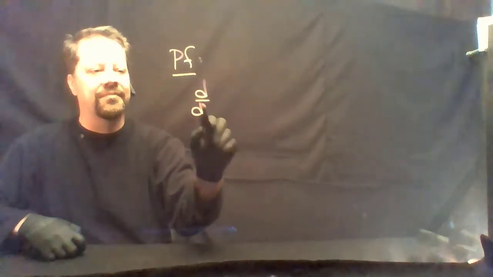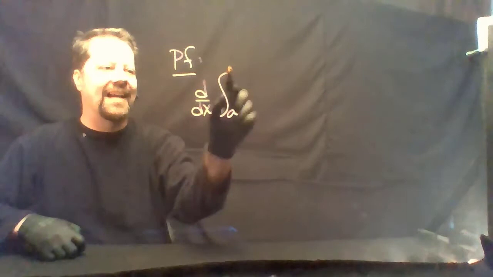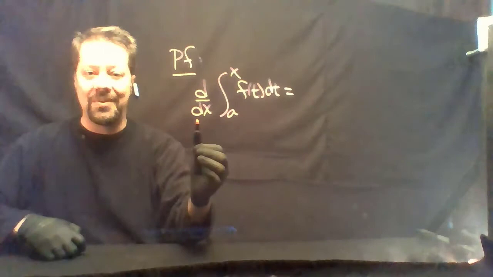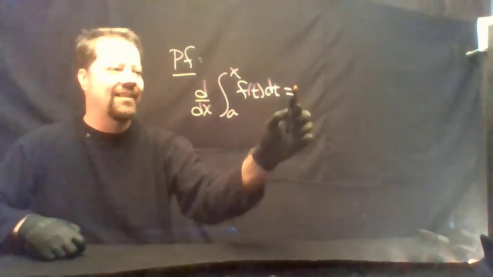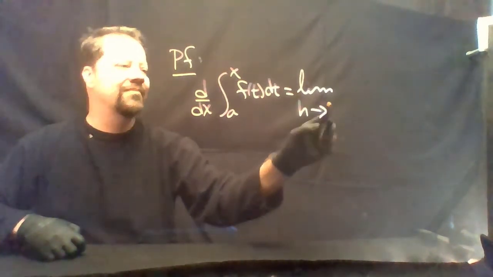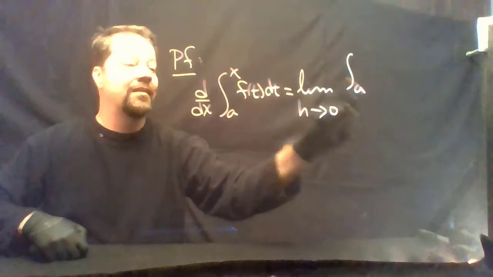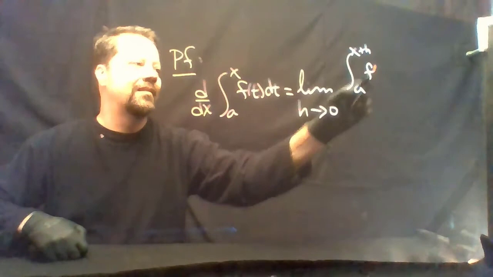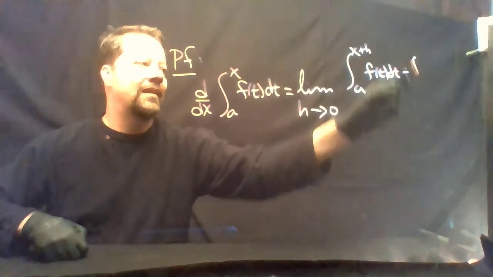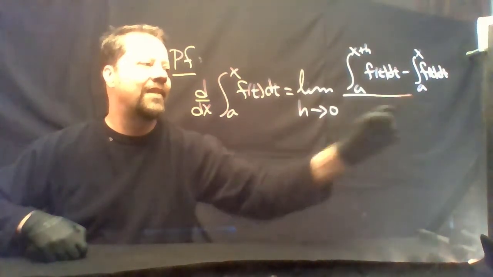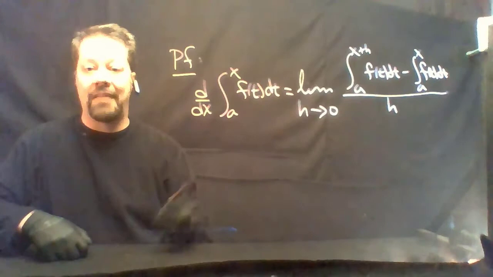Let's go through the proof. We're going to look at the derivative of the integral from a to x, f of t dt. We need to use the definition of the derivative here. Remember, that's the limit as h goes to 0 of, we evaluate the function at x plus h and then subtract the evaluation at x and divide by how far in between, h.